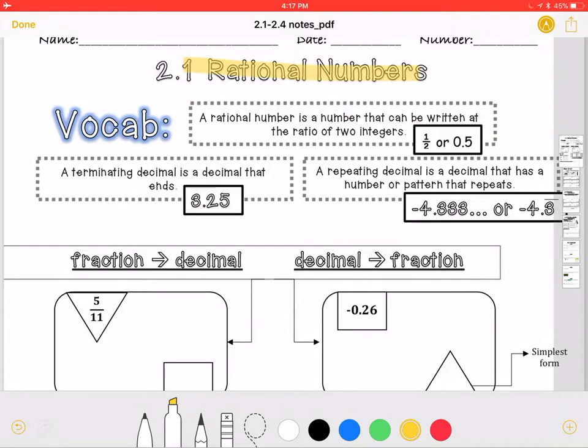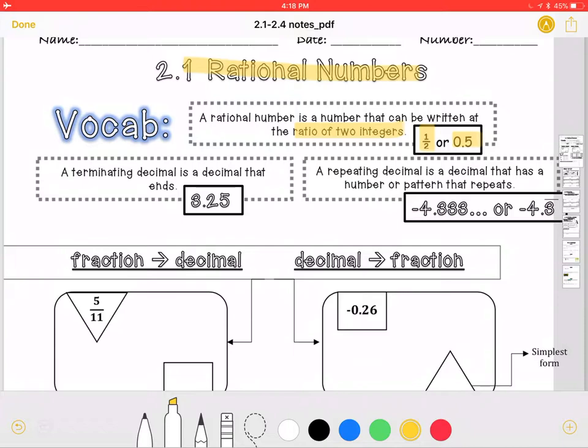So a rational number, let's go over some vocab up top here, is a number that can be written as the ratio of two integers. So it can be written as a ratio, for example, 1 to 2 or 1/2. So we have our fractions, or we can write that as a decimal. Remember, rational numbers are our fractions and our decimals. They're not our whole numbers. Integers were our whole numbers. Now with rational, we're getting into our fractions and decimals. I know for some of us, that's our favorite thing.